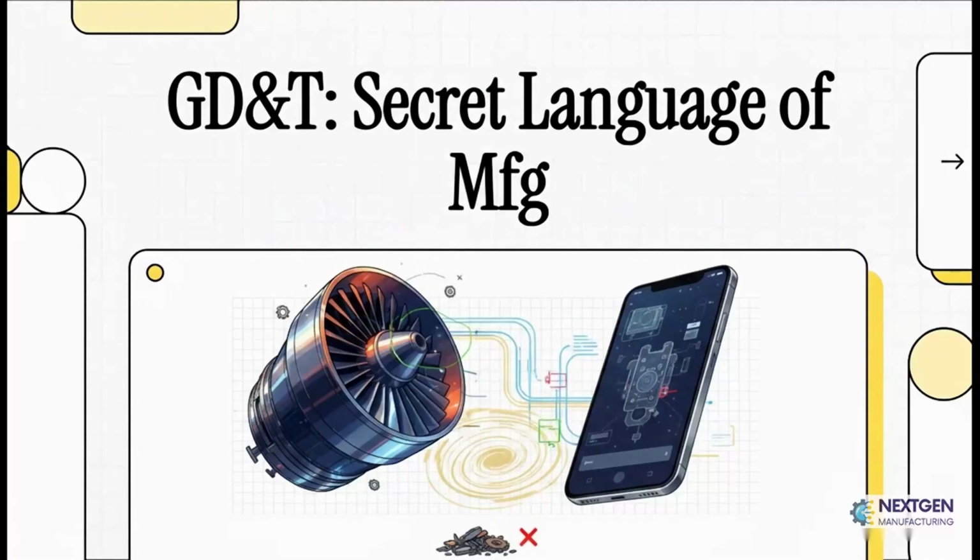When we look at modern manufacturing, everything from a jet engine to the phone in your hand, it all comes down to precision. We're talking measurements in microns. But what if I told you there's a secret language, a hidden code that decides whether these incredibly complex parts fit together perfectly or just end up in the scrap heap? Well, that language is called geometric dimensioning and tolerancing, or GD&T. And honestly, understanding it is the key to building the world we live in.